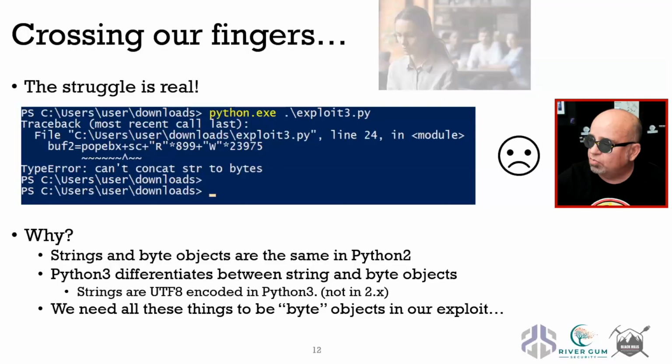So we hit it again with python.exe exploit3.py, which is my refactored script at this point, and we run into more trouble. I was like, oh man, what are we going to do now? Okay, this is a challenge. Well, being somebody that's written code in Python for a long time, I happen to know that one of the fundamental differences between Python 2 and Python 3 is that the string object in Python 2 has changed to a new representation in Python 3.